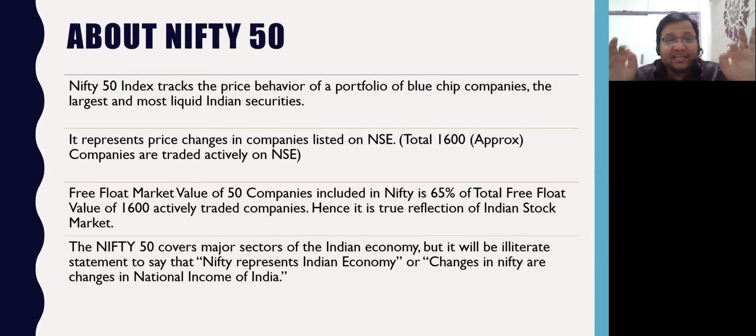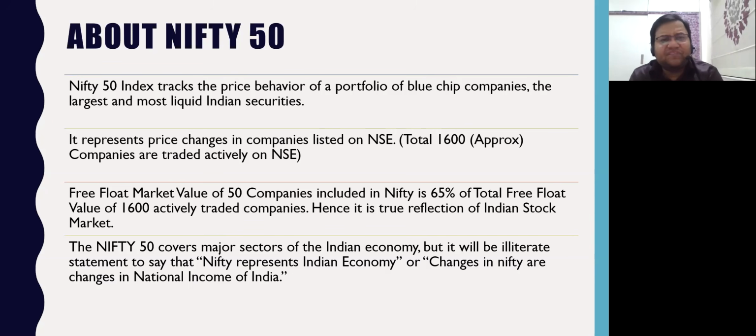Nifty 50 is a tracker of behavior of the price of 50 companies which are called blue chip companies. Good quality companies को blue chip बोलते हैं. They are the largest 50 companies and they are also the most liquid companies, right? So it represents price changes of companies listed on the National Stock Exchange. Nifty is of the National Stock Exchange. Roughly, there are 1,600 companies which are actively traded on the National Stock Exchange.